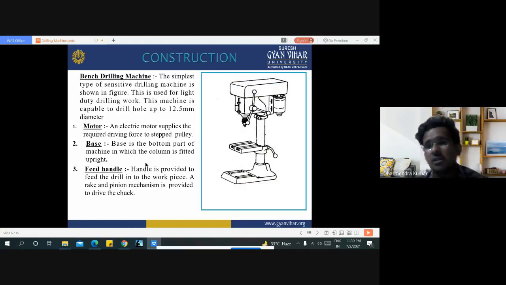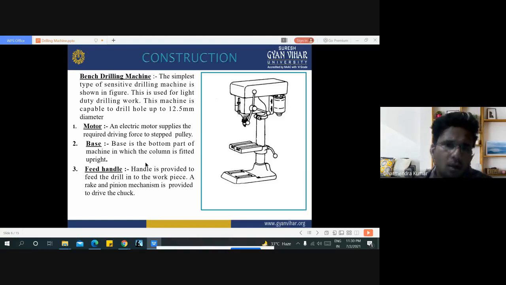Here is the constructional detail of the drilling machine. The simplest form of drilling machine is known as the bench drilling machine. The simplest type of sensitive drilling machine is shown in the figure. This is used for light duty drilling work. This machine is capable of drilling holes up to 12.5 mm diameter. Here are some basic components associated with the drilling machine, like the motor. An electric motor supplies the required driving force to a stepped pulley.